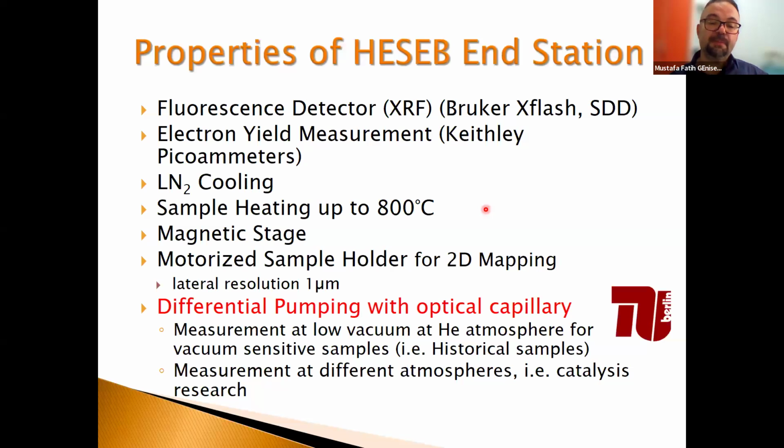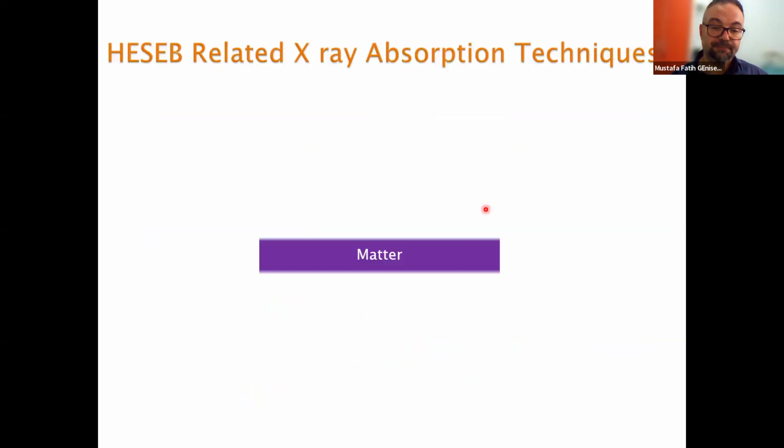And we have differential pumping ability with an optical capillary. We can make differential pumping, which is important for sensitive samples like historical samples, and we can make measurements in different atmospheres, like in catalyst research. I'll mention these things in a few minutes.